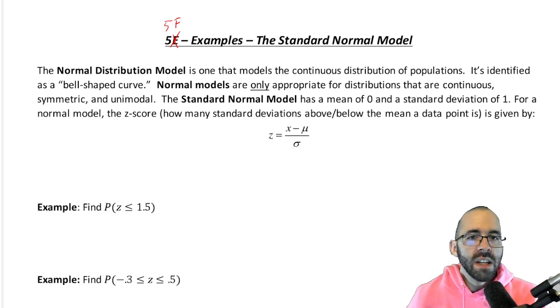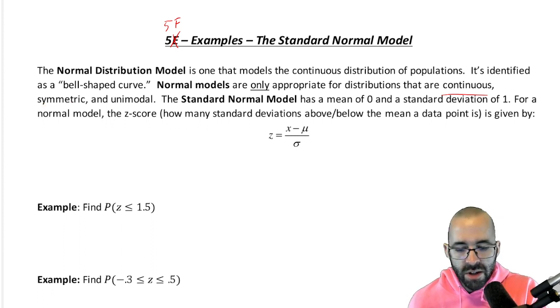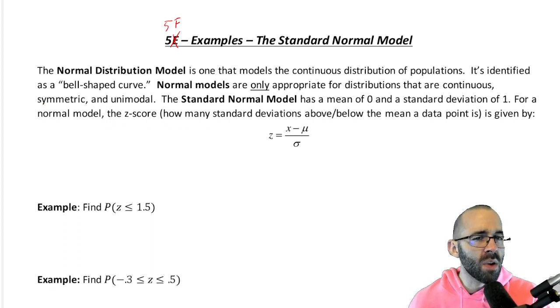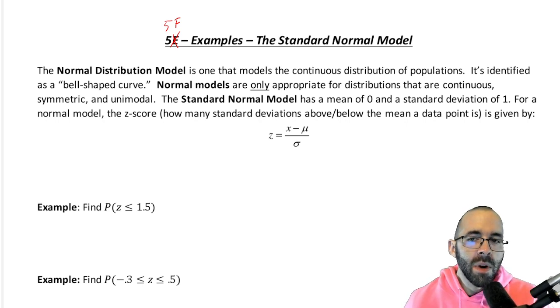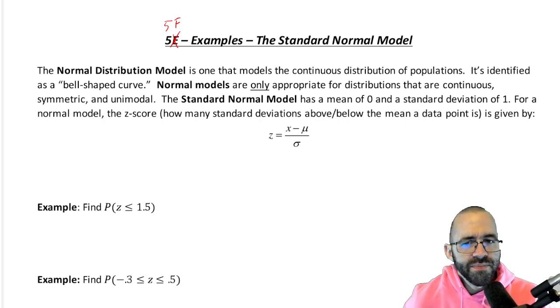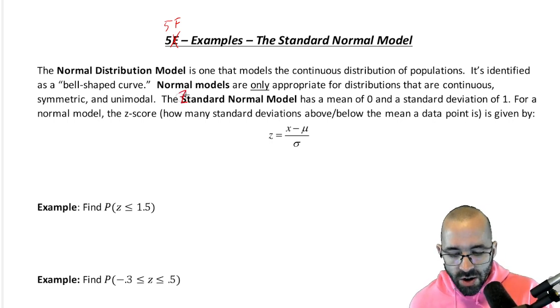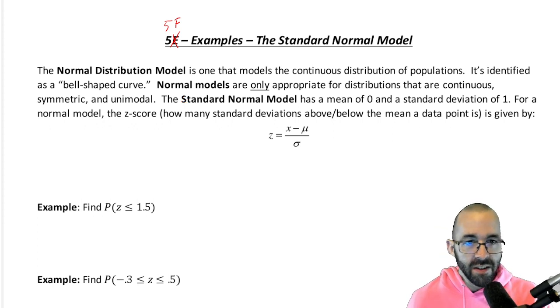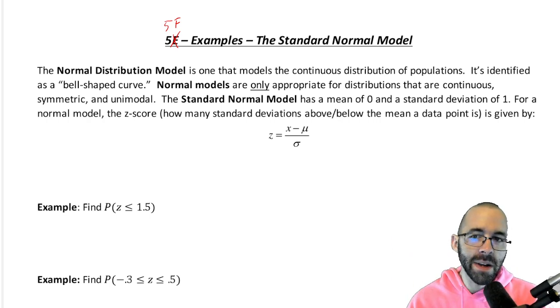Normal models are only appropriate for distributions, remember, that are continuous, symmetric, and unimodal. We won't use it really much for other things. Sometimes we'll approximate discrete distributions with continuous distributions, but that's generally the case. And the standard normal model has a mean of 0 and standard deviation of 1. It has to do with z-scores, counting how many standard deviations above or below the mean we are.